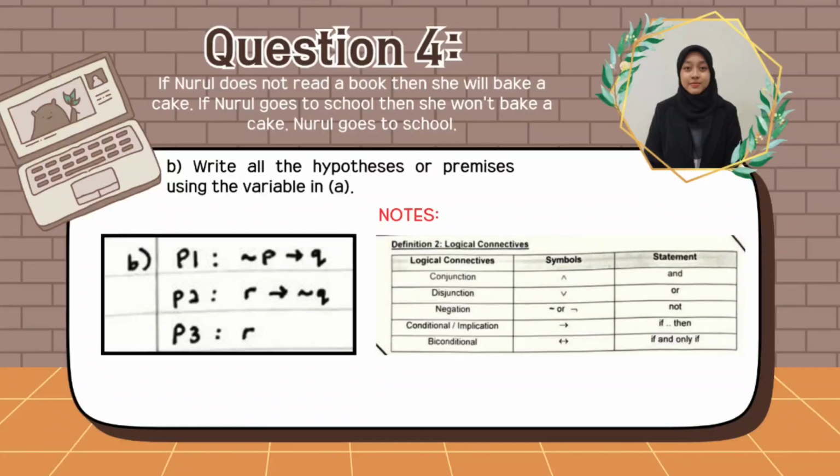Premise 1 is if Nurul does not read a book, then she will bake a cake. This is if not P, then Q. Premise 2, if Nurul goes to school, then she won't bake a cake. This becomes if R, then not Q. Then in premise 3, Nurul goes to school, which is simply R.